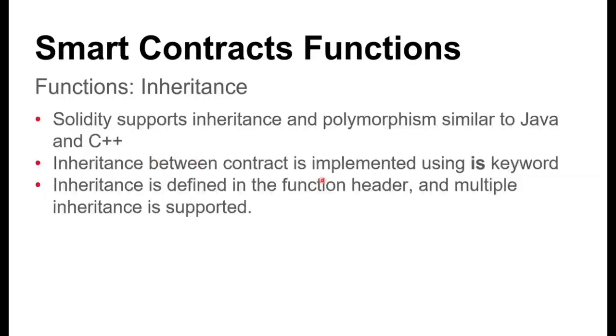Inheritance. Solidity supports inheritance and polymorphism exactly the same way, or similar to how Java and C++ support it. Inheritance between contracts is implemented using the is keyword. So inheritance is defined in the function header, and multiple inheritance is also supported.